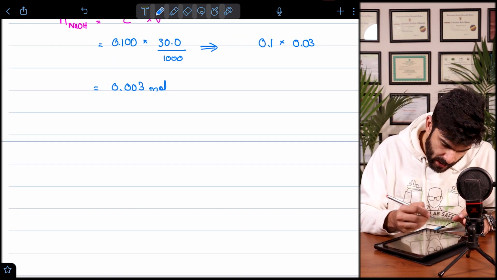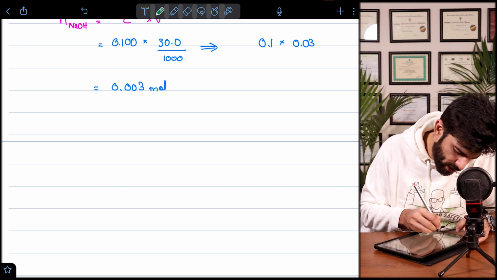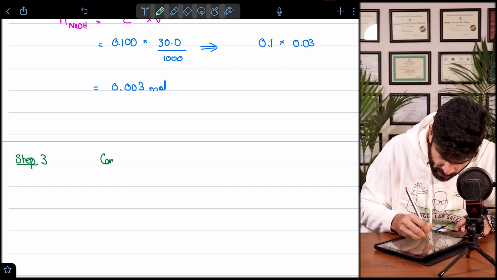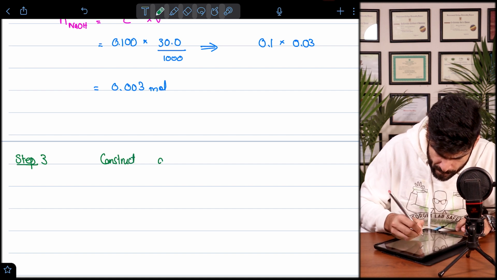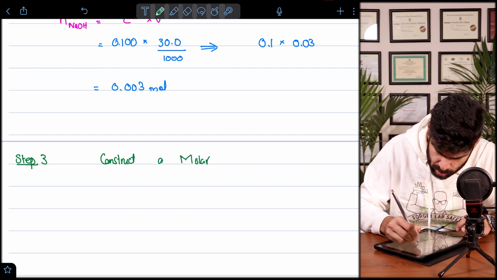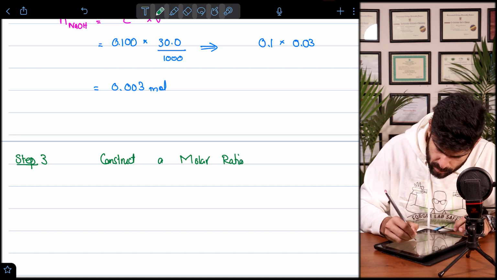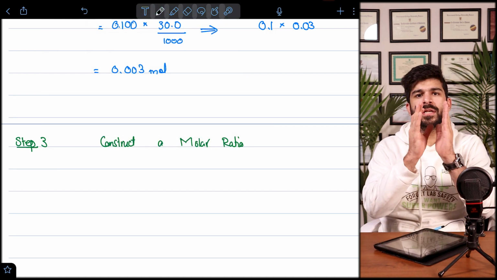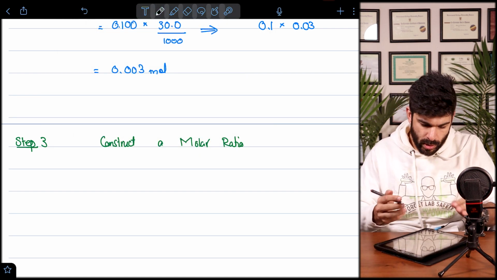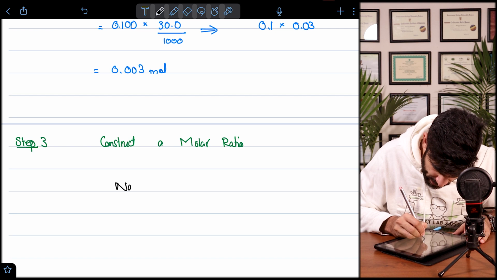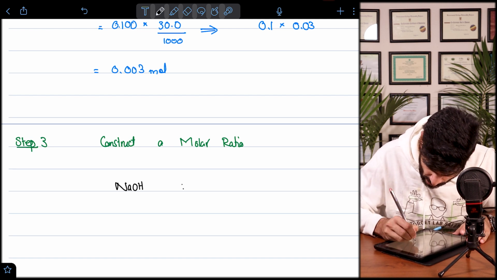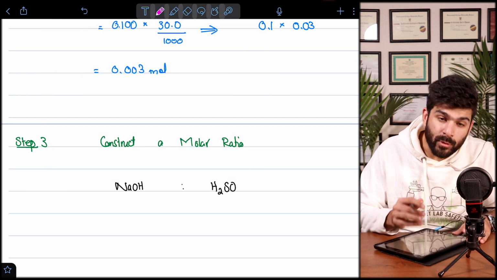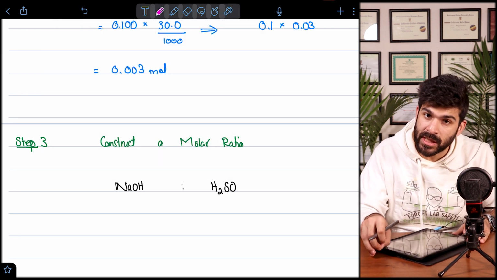Now, step 3. This is the most important step for any molar calculation. Construct a molar ratio. Now, what is a molar ratio? Molar ratio is the ratio between a known and an unknown value. The known value that we have is NaOH, and the unknown value is H2SO4. So that is where the balanced chemical equation plays an important part.